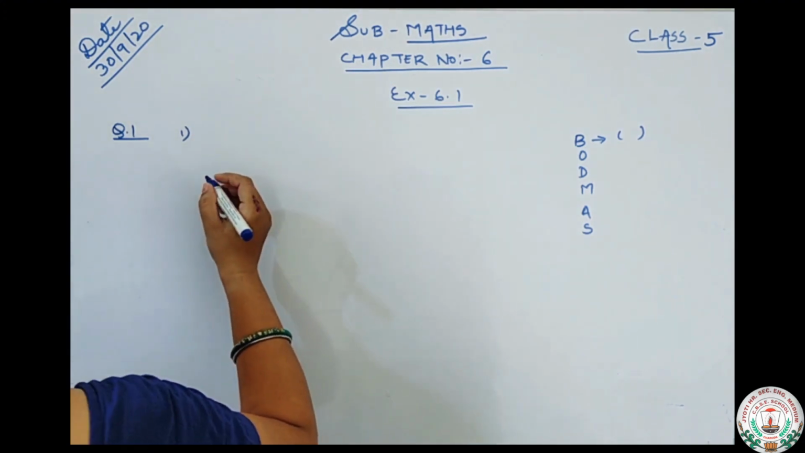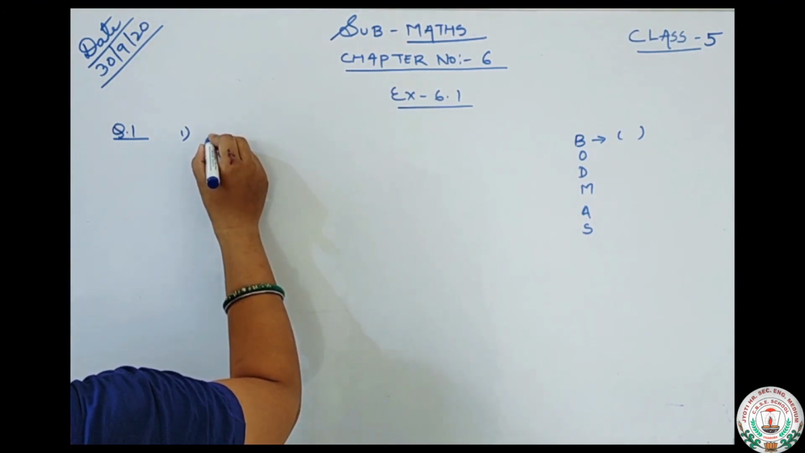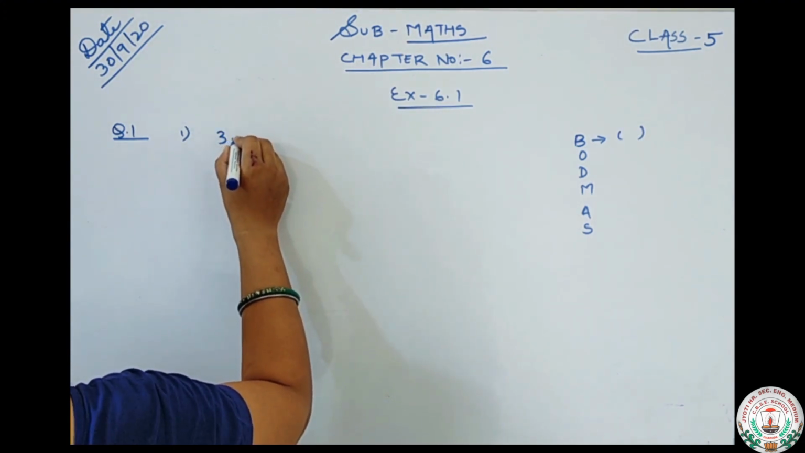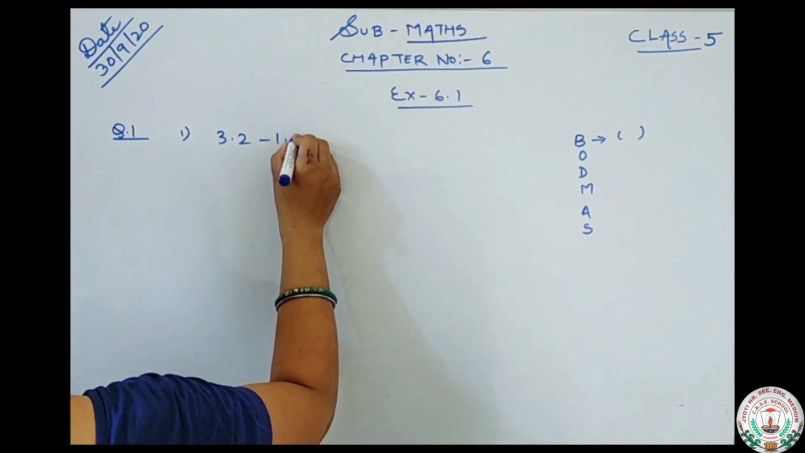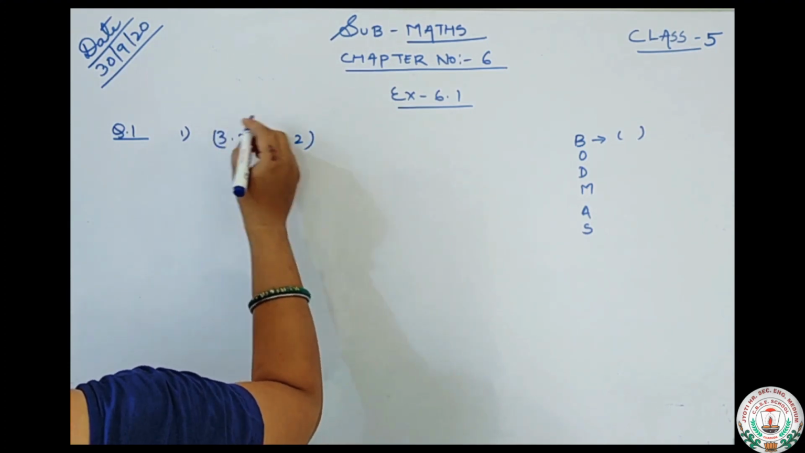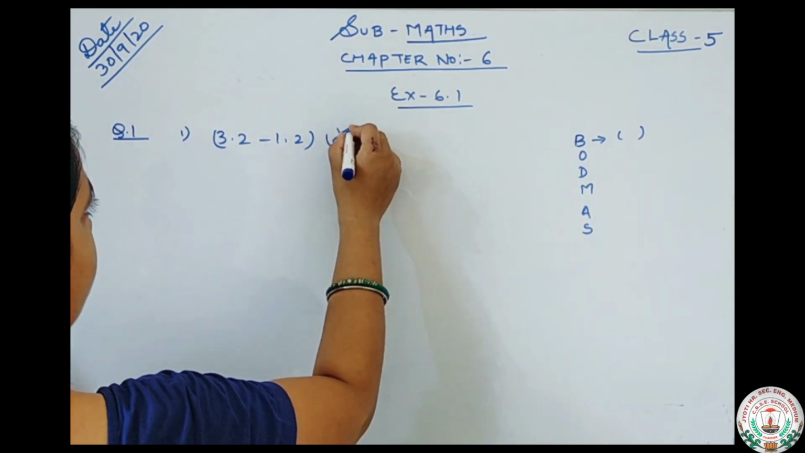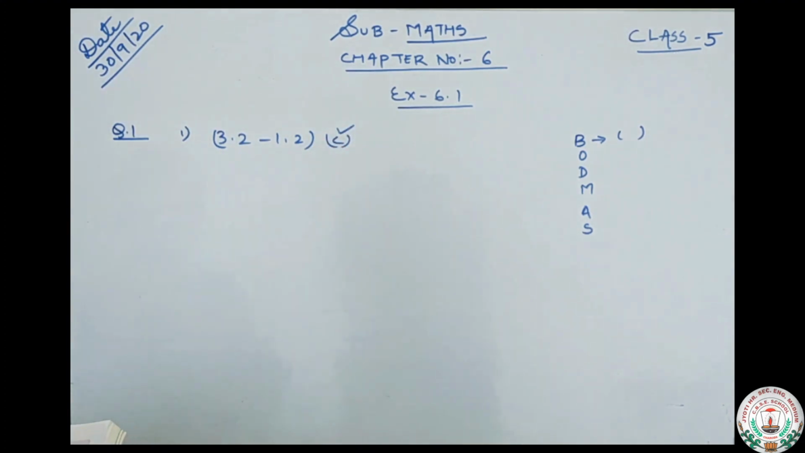So in the first question, option number C we will do first: 3.2 minus 1.2 within the bracket. This we will open. This is given in option number C. So you all will take option number C. Now next is the value of. You have to find the value.